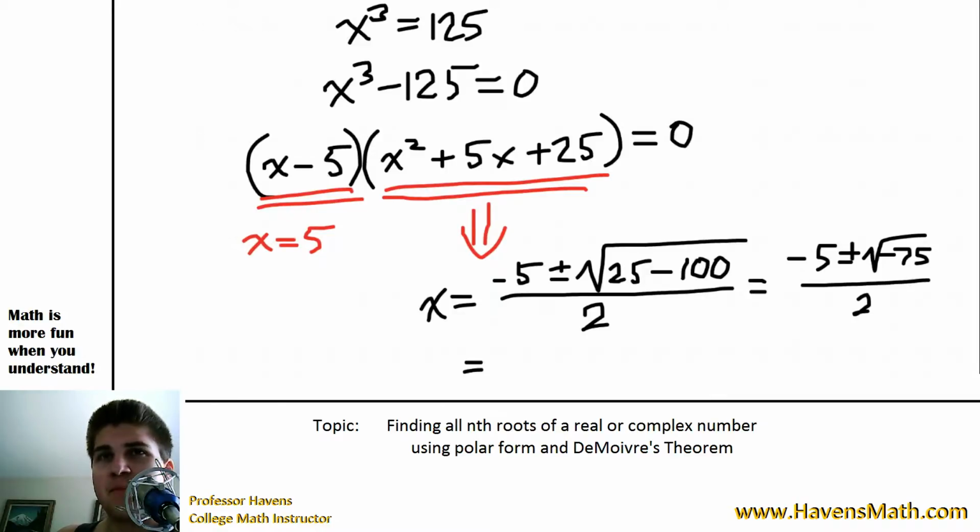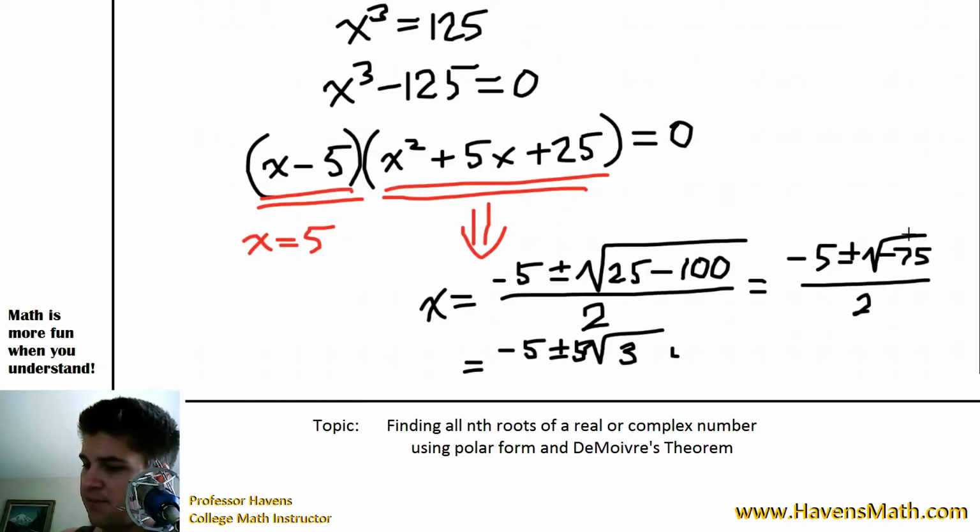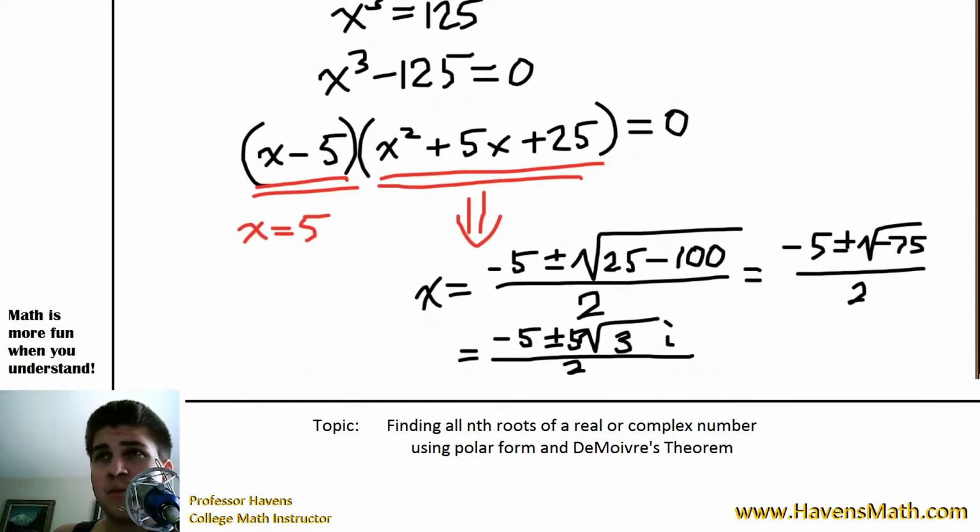75 is 25 times 3, so we could factor out the 25 and take the square root of the 25, which would be 5, so we have 5 root 3. With the square root of any negative number, we represent the negative as i, where i is the square root of minus 1. So if we split this all up, we get minus 5 plus or minus 5 times the square root of 3 times i, all divided by 2. Looks like we're running out of space here, so let's bring that up just a little bit. So we would get minus 5 plus or minus 5 root 3 times i all over 2.